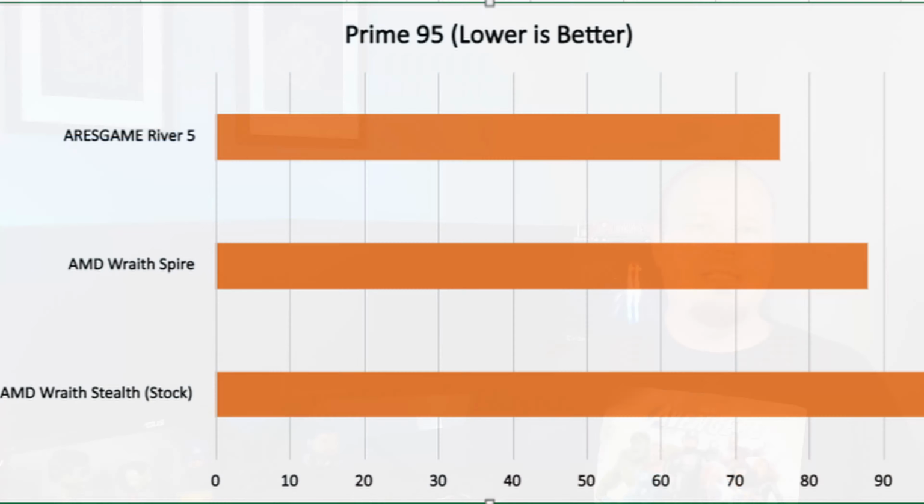As for the River 5 cooler, it actually peaked out after 10 minutes at 76 degrees, so it didn't even crack 80 degrees, and it actually maintained the 4.2 gigahertz boost clock throughout most of the test.